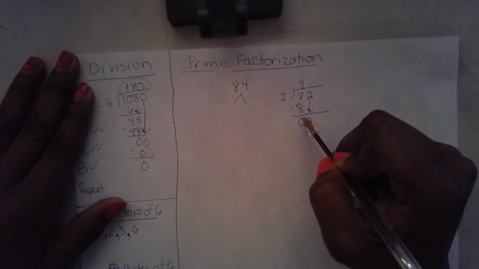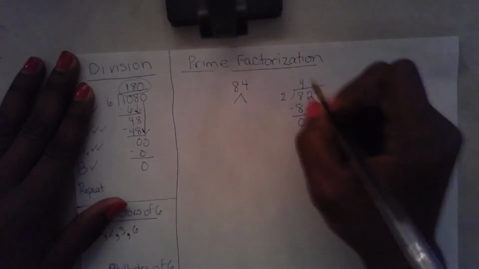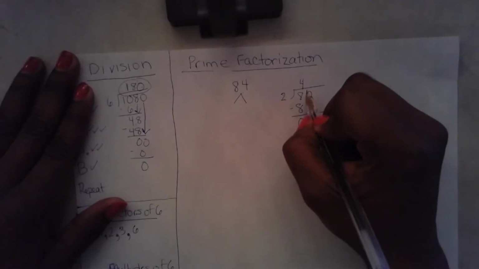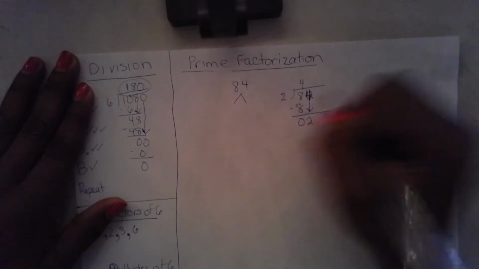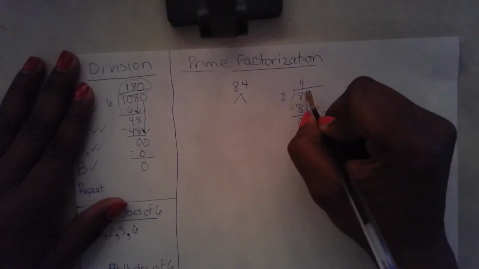About the 82. You made, it's 84. 82. It's supposed to be 84. Oops, it's okay. Let me change that. Thank you for the call out. So now I'm bringing down 4. That's why we use a pencil, but I have to use a pen so you all can see.